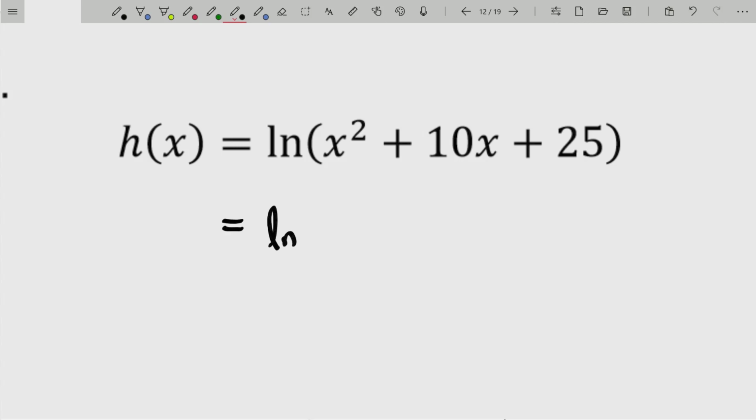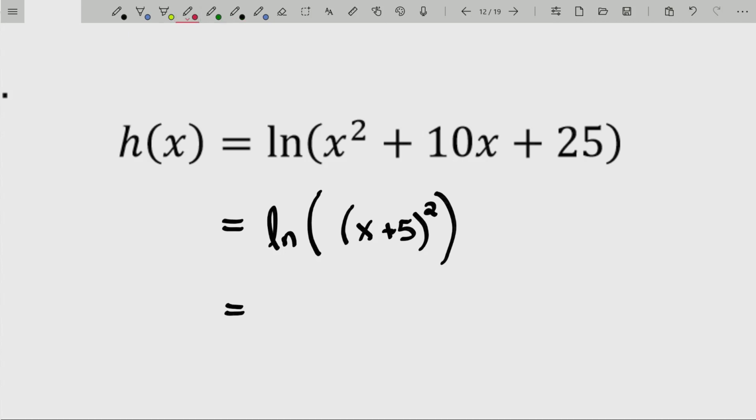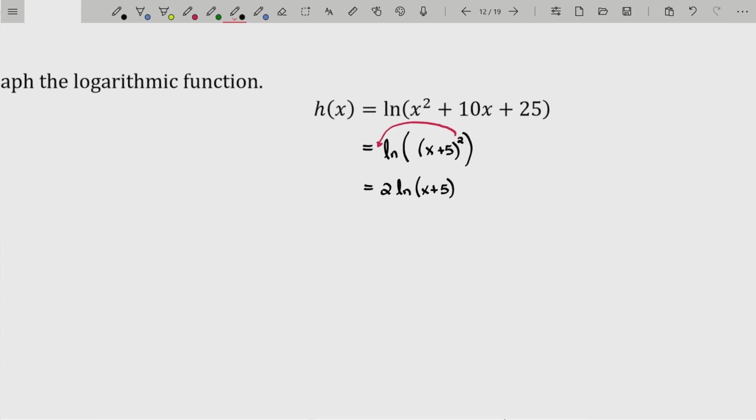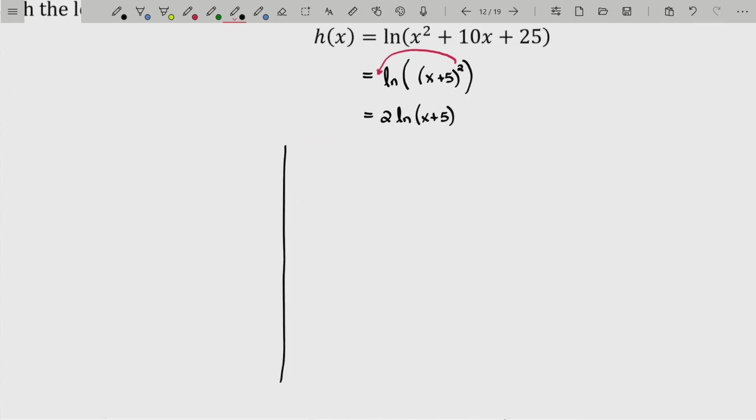Factoring. You could factor that x squared plus 10x plus 25 into x plus 5 quantity squared. Now you can use a property of logarithms that says, hey, if that's all raised to the second power, you can move that power outside. And you get this. And now, this is just a simple vertical stretch of a natural logarithmic graph shifted 5 units to the left. And so a very quick sketch of that looks like the following.